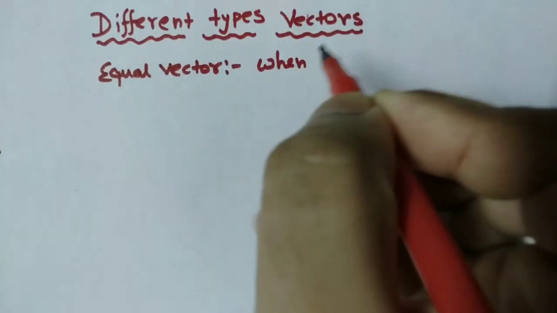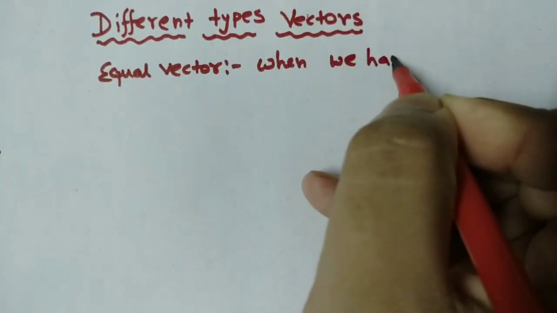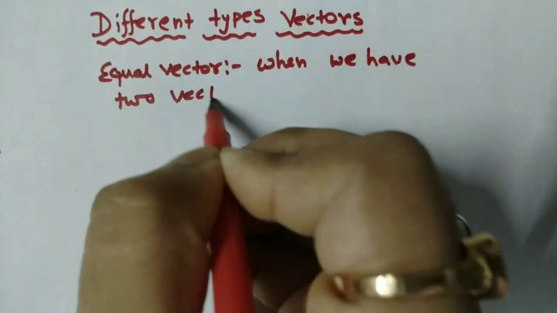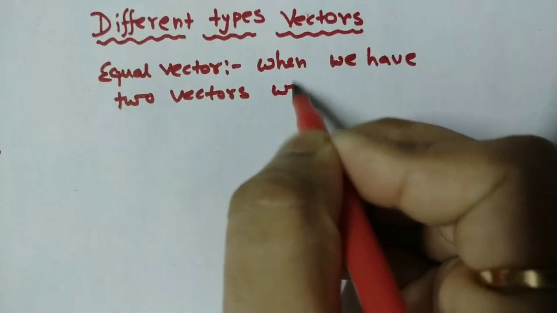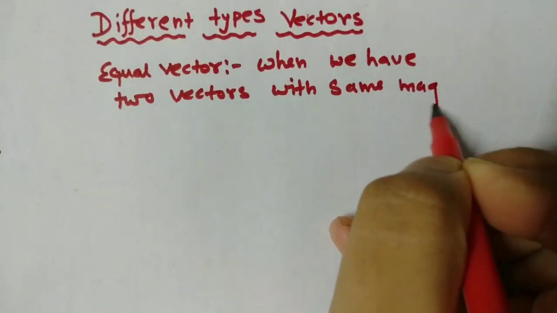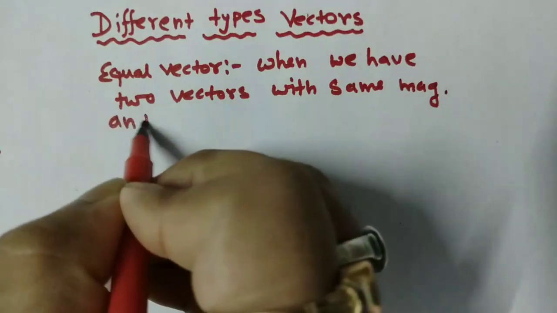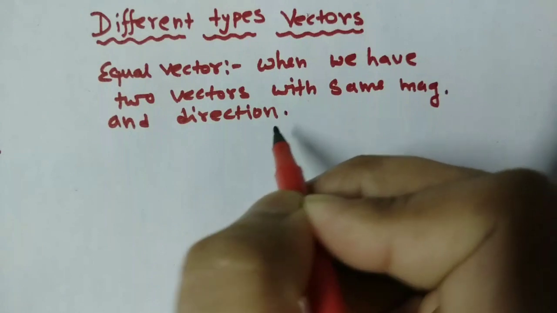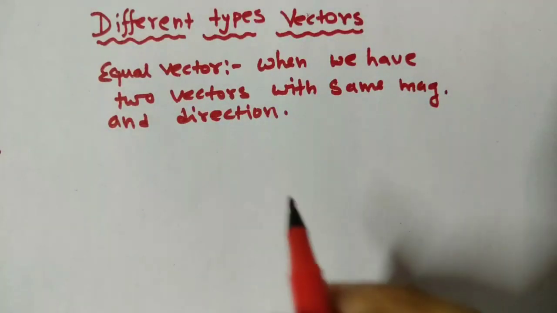So let's see what is equal vector. When we have two vectors with same magnitude and direction, then we say that the vectors are equal vectors. Okay, let's take an example.